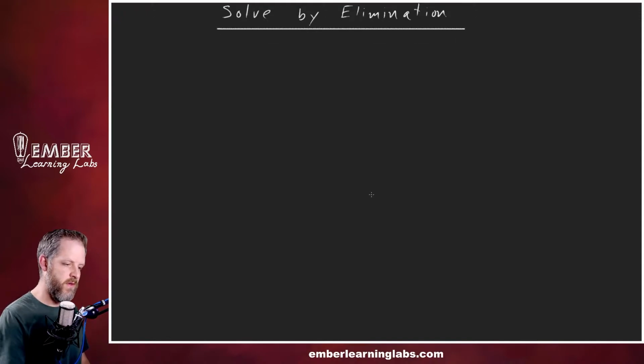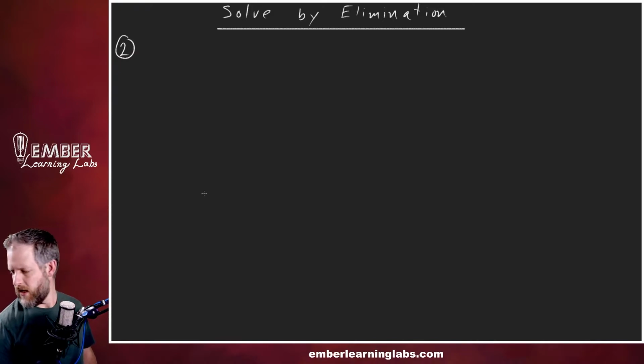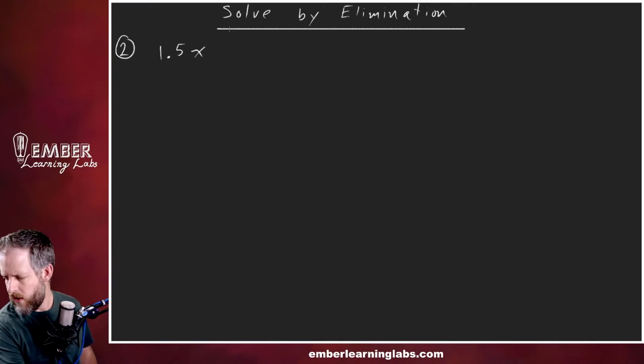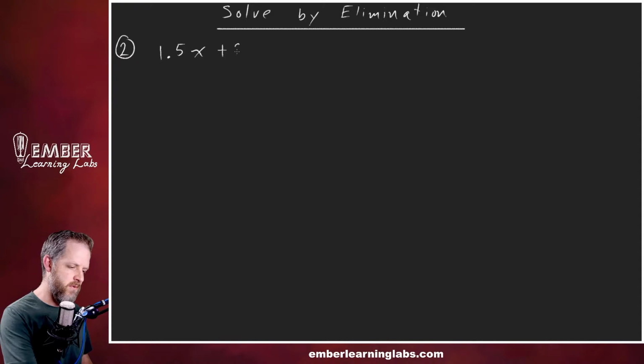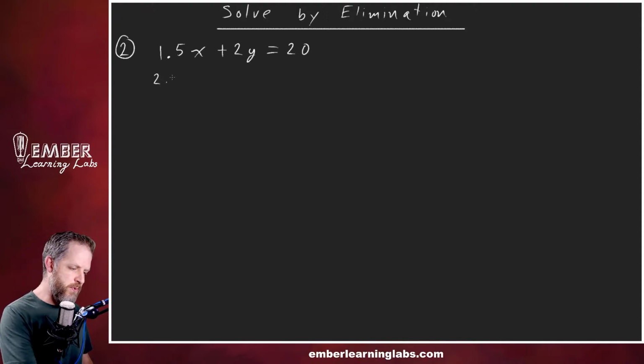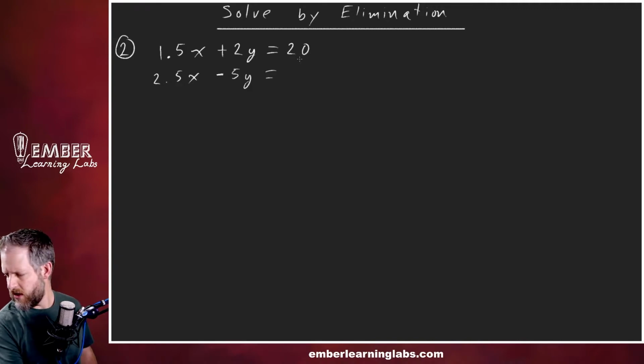Okay. All right, this is example number 2. Let's do 1.5x plus 2y equals 20 and 2.5x minus 5y equals negative 25.